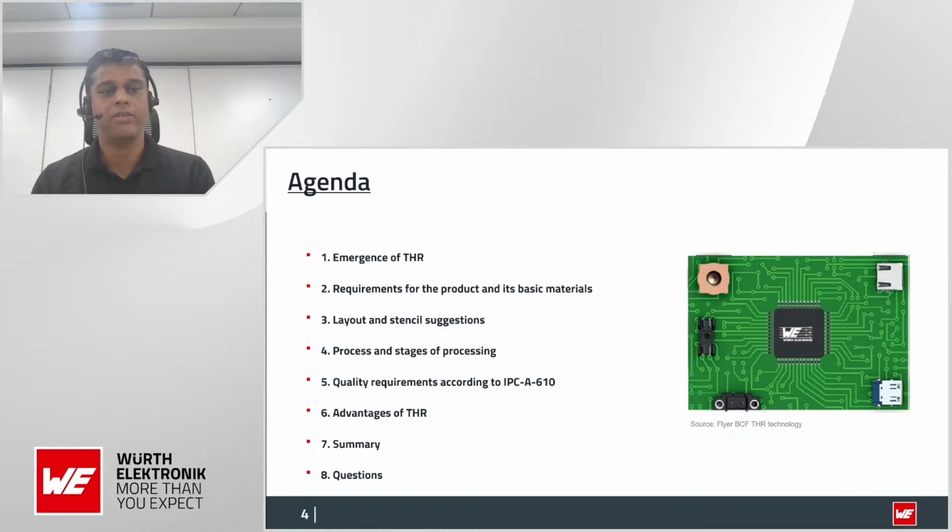And then we have the process and the stages of processing when we talk about through-hole reflow. We have different stages there, and we also discuss what is going to happen in the different stages. Then we look into the quality requirements: once we assemble the component on the PCB, what quality we need to check so that the component has been properly assembled on the PCB or not. We will check that as per IPC A-610.